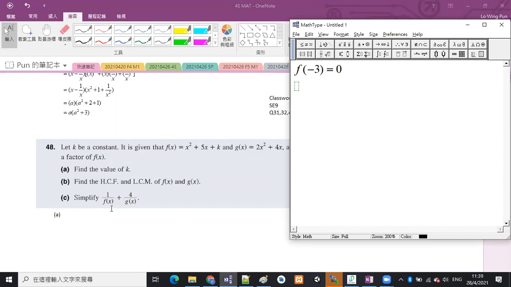We have the formula of fx, so negative 3 squared plus 5 times negative 3 plus k should be 0. 9 minus 15 plus k equals 0, so k is equal to 6.